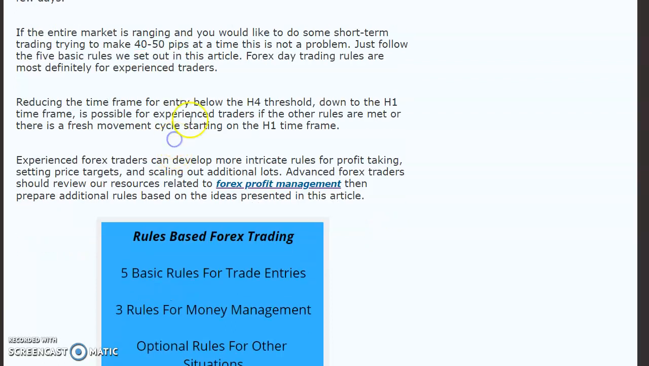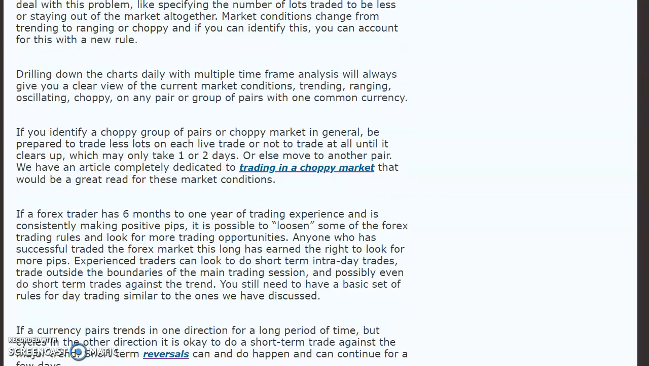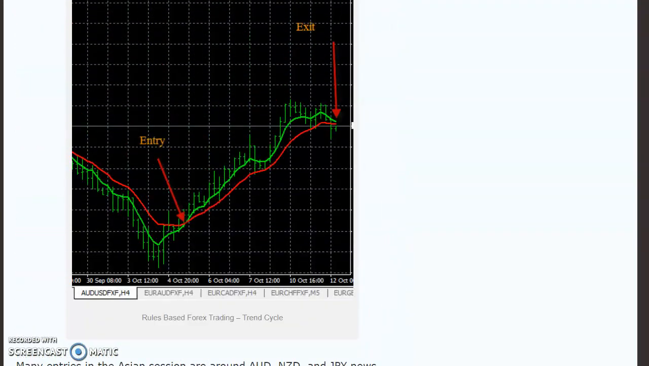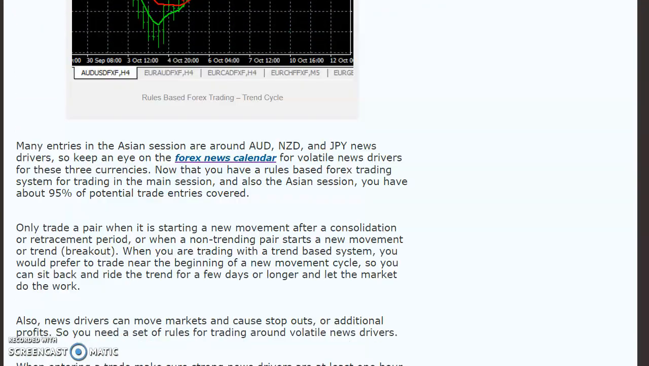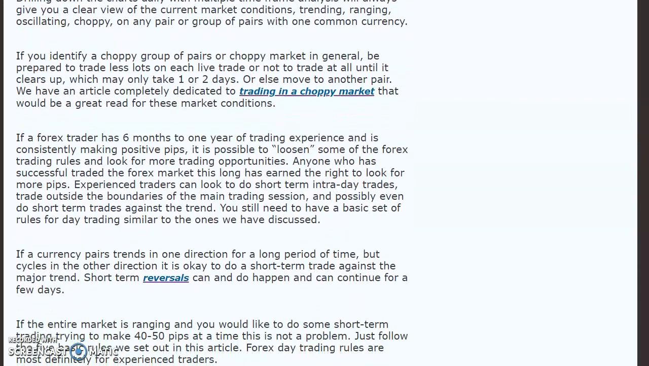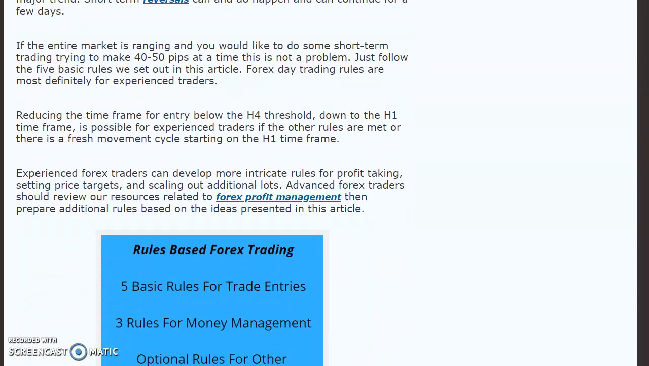and that sometimes it's okay to reduce the threshold of larger time frames, maybe down to the H1 time frame. Sometimes the H1 time frame is ranging in very wide ranges on volatile pairs, a couple hundred pips. So sometimes you can look at the H1, and if it's starting a fresh movement cycle, similar to this picture here, it's okay to trade off the H1 also. So a lot of flexibility built into the system.